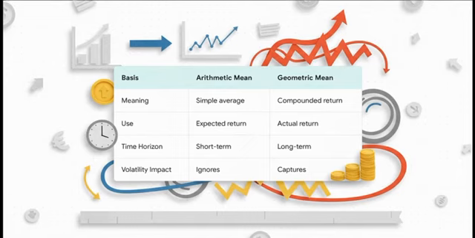Meaning: simple average versus compounded return. Use: forward-looking expectation versus backward-looking actual return. Time horizon: short-term versus long-term. And the most important one, the one that makes all the difference: volatility impact. The arithmetic mean completely ignores it, while the geometric mean captures it. And that last point, that is everything.